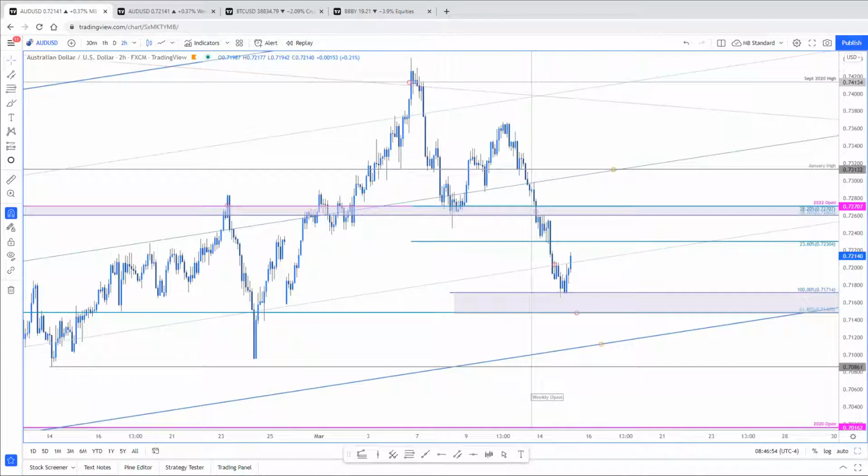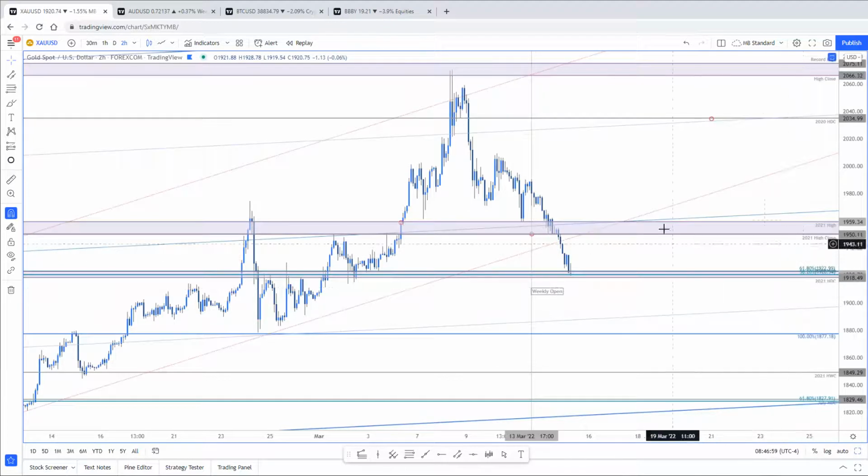Number 4, here is a look at gold. And what a pullback. What a pullback.